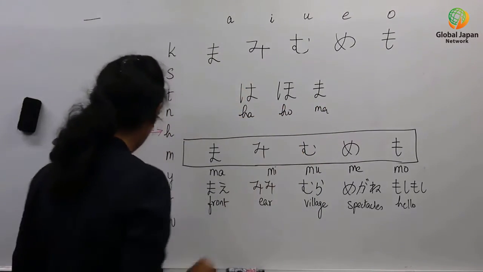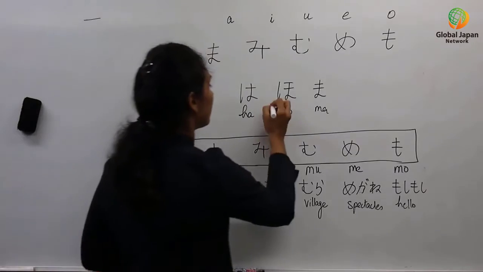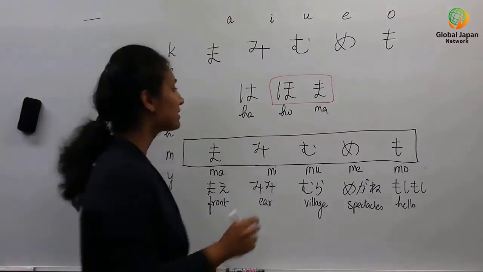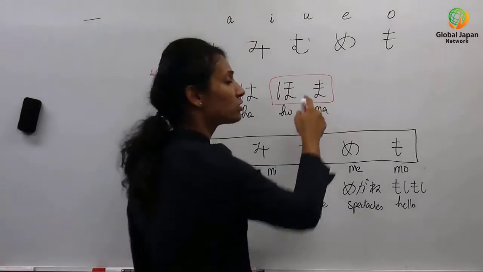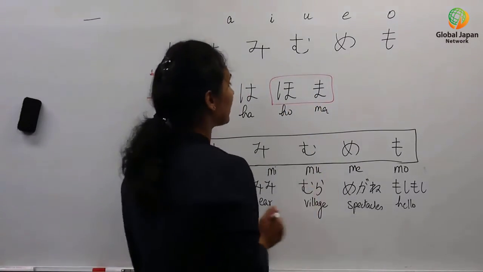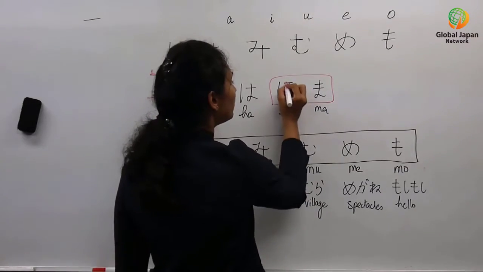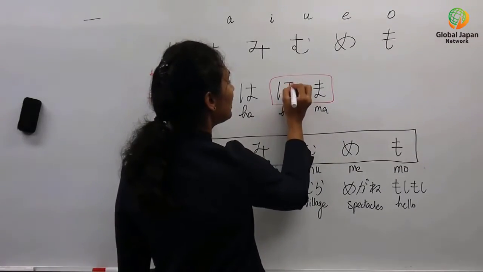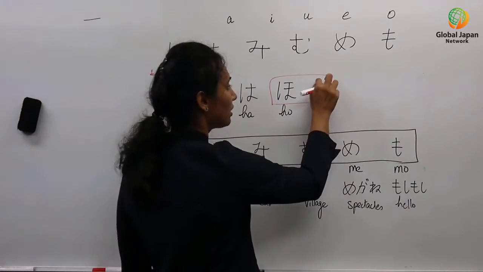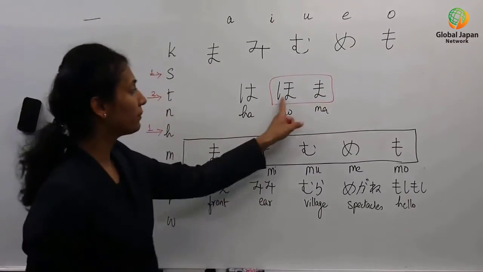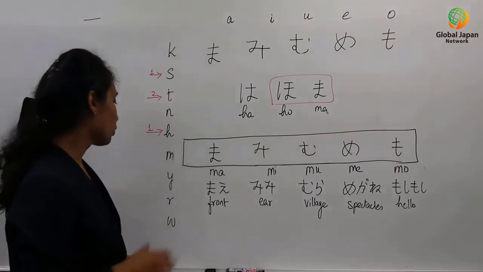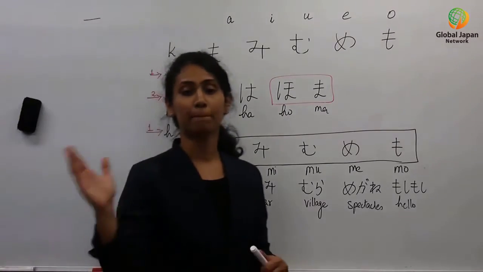Now, what difference is there between these two characters? One obvious thing is there is a line here and the line goes missing. So it's very easy to understand and remember. The second thing is, for ho, the vertical line should never go above it, whereas here, the vertical line should be above. I hope you're able to understand the difference. Okay, so with this we complete the ma line.